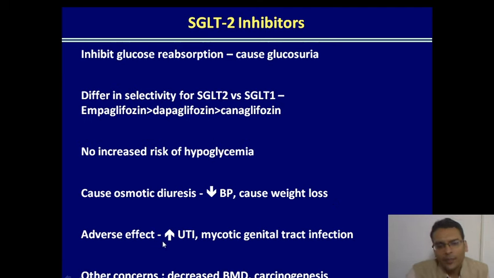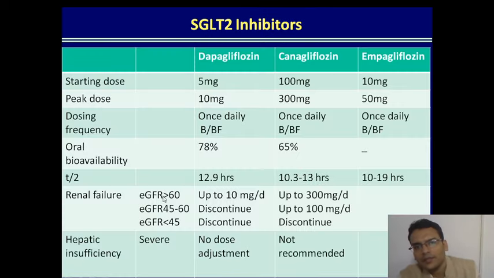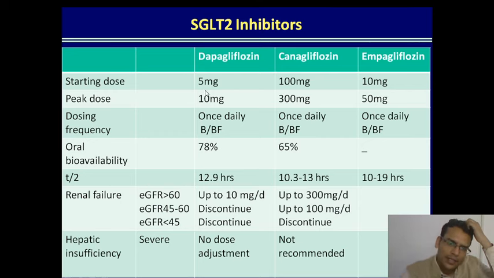However, glucose is a potent culture medium, and it has been seen that patients using these drugs are at increased risk for urinary tract infections and mycotic genital tract infections. Other concerns could be decreased BMD and risk of carcinogenesis, which has not been defined. So we have different agents. For example, for dapagliflozin the starting dose is 5 milligrams, for canagliflozin the starting dose is 100 milligrams, and for empagliflozin the starting dose is 10 milligrams.